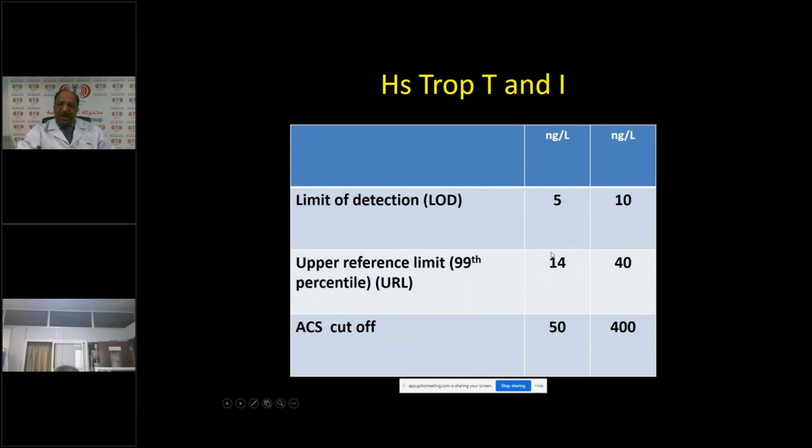And the upper reference limit is 14, usually 14 to 20 in various labs. Each lab has its own reference levels. It's higher in trop I. And ACS cutoff is 50 and 400. So this is how you should look at these three values. The LOD, the URL, and the ACS cutoff limits should always be remembered.